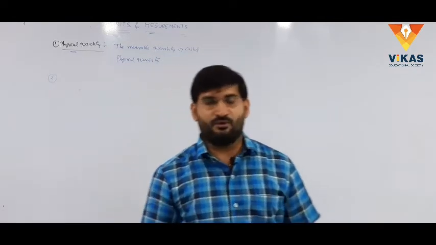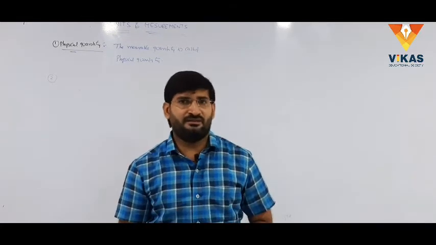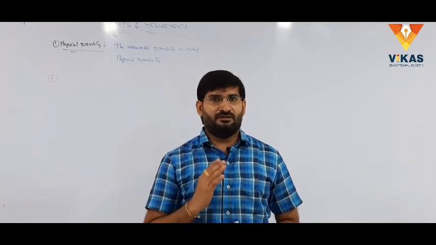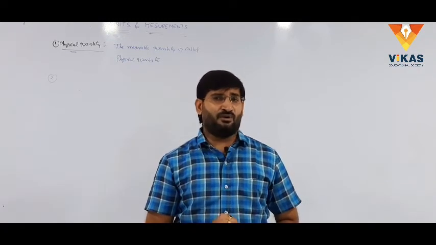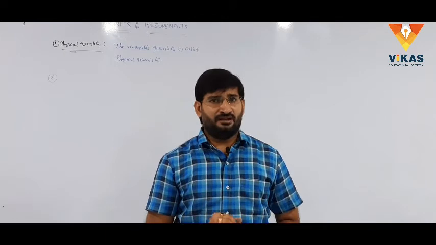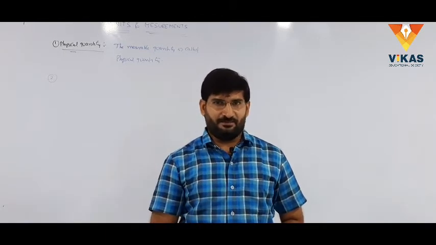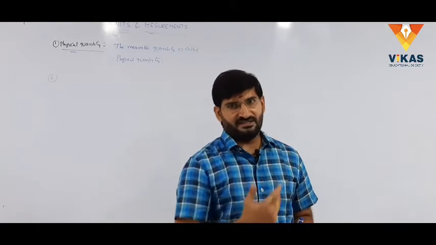How many types of physical quantities are there? Generally, physical quantities can be described in three ways. The first one is the fundamental physical quantity, the second one is the derived physical quantity, and the third one is the supplementary physical quantity. I will explain clearly about these three quantities.